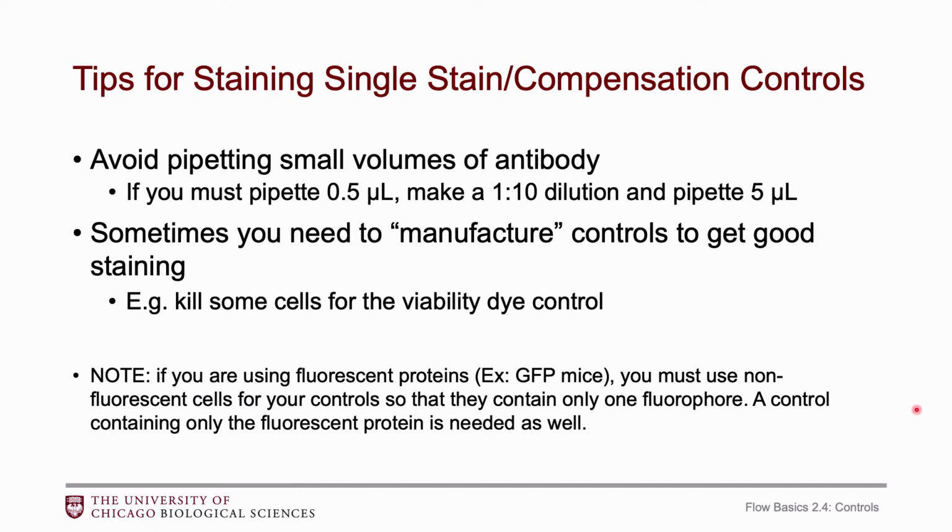Another note I want to point out, if you are using cells that have fluorescent proteins in them, so if you have GFP mice or GFP cells, keep in mind that those cells cannot be used for your single stains, because if you use those cells, you will end up with 2 fluorophores per tube instead of 1 fluorophore per tube. So make sure you don't have any fluorescent proteins or any other type of fluorophore within your control tubes.